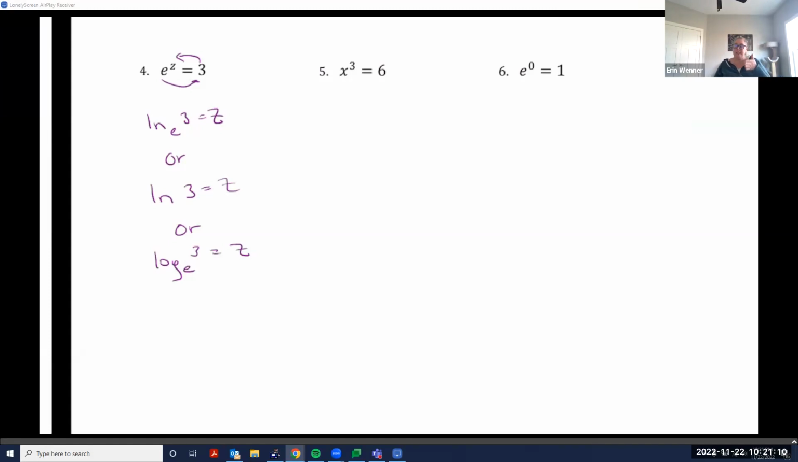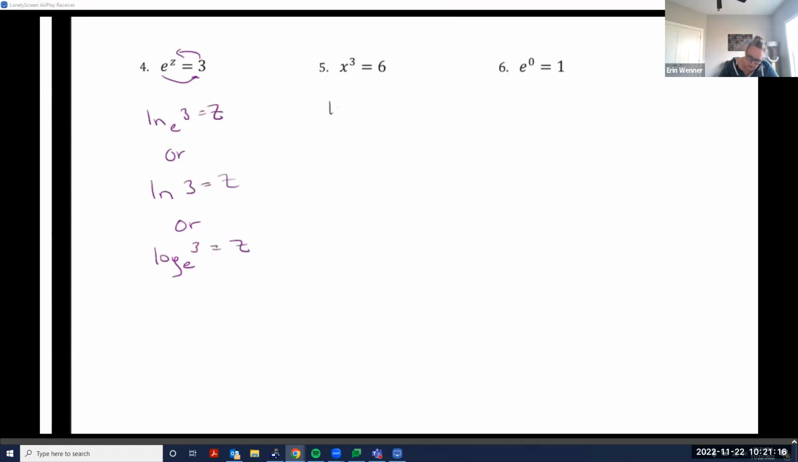So again, it's in exponential form. We want to switch it to logarithmic form. So we're going to say log base x of 6 equals 3. Obviously, the way you're sending me your information, make sure you're writing it down the same way that I'm writing it down, not using our shorthand that allows you to send me your answers, okay?